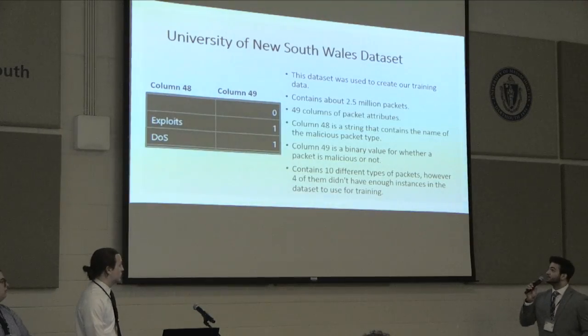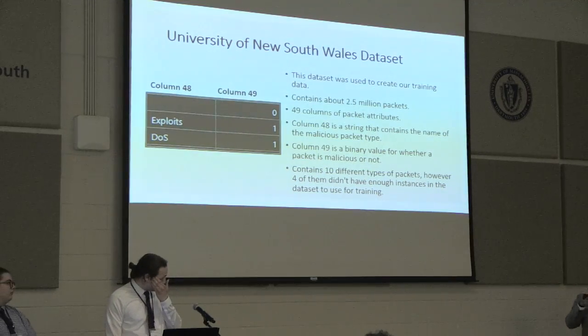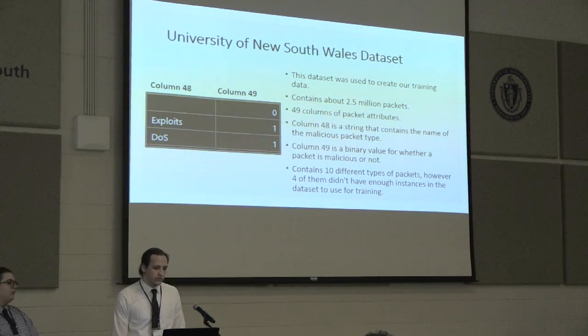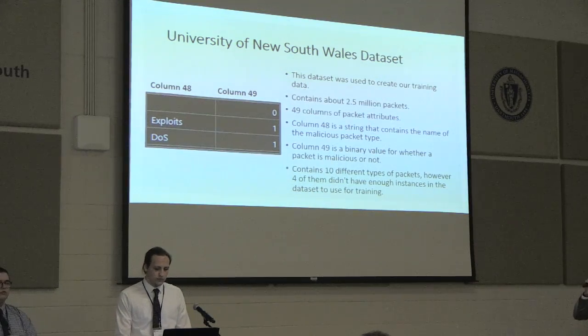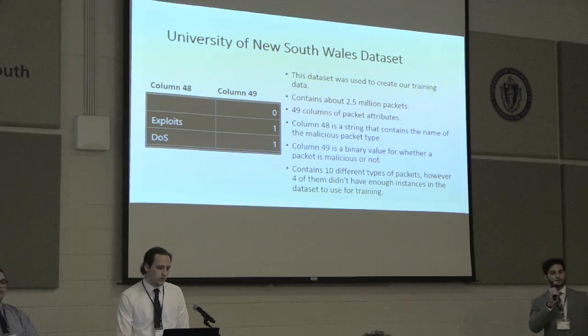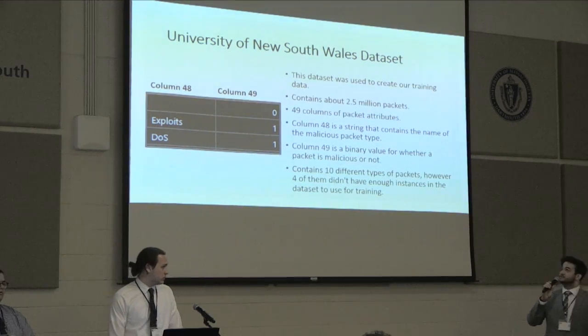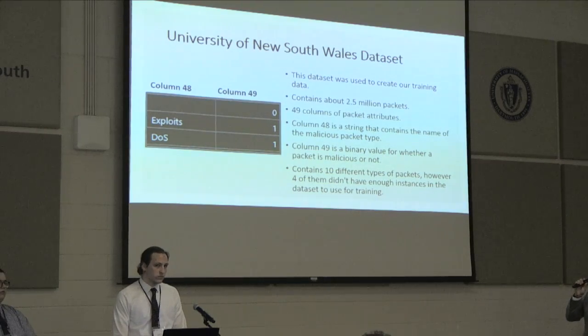Next slide, please. Before I actually get into these aspects of the project, I would firstly like to discuss the data sets that we use to actually do the training of our algorithm. The data set that we used is from the University of New South Wales, and it's actually 4 separate data sets that combined create about 2.5 million packets. In each of these packets, there's 49 columns worth of features, and we can see column 48 and column 49 over on the left-hand side.